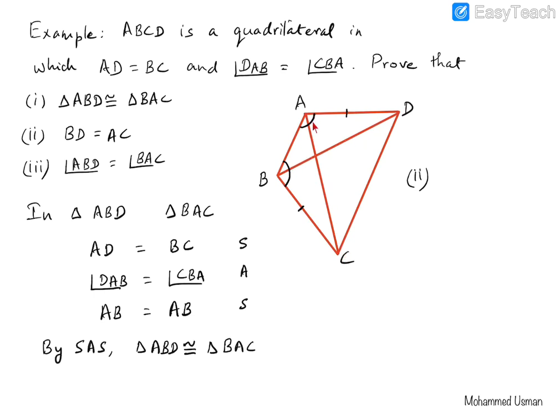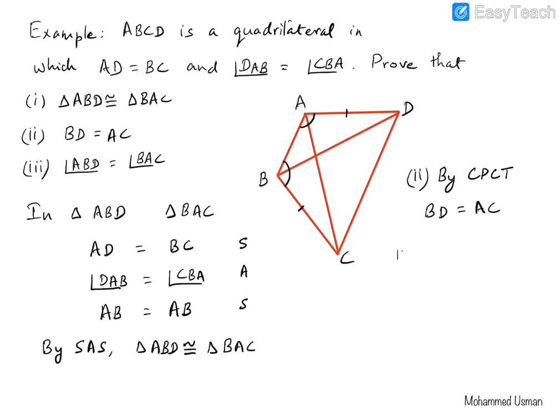Now if you look at the two triangles, they are the corresponding parts of the two triangles. So the corresponding parts of the congruent triangles will be equal. So by CPCT, we can say that BD equals AC. That's also proven.